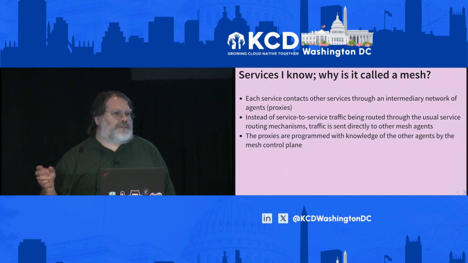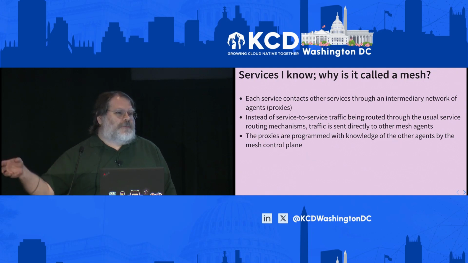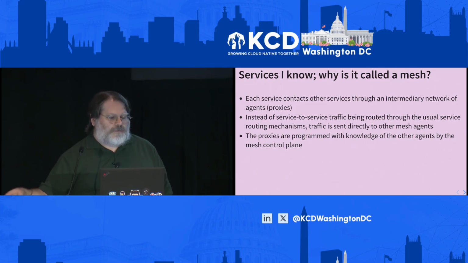that traffic now goes point to point. And the reason it can do that is because those proxies have intelligence that is passed into them by a mesh control plane to say, hey, if you need to communicate with this other service, here are the instances where it is. You can just send that traffic directly.